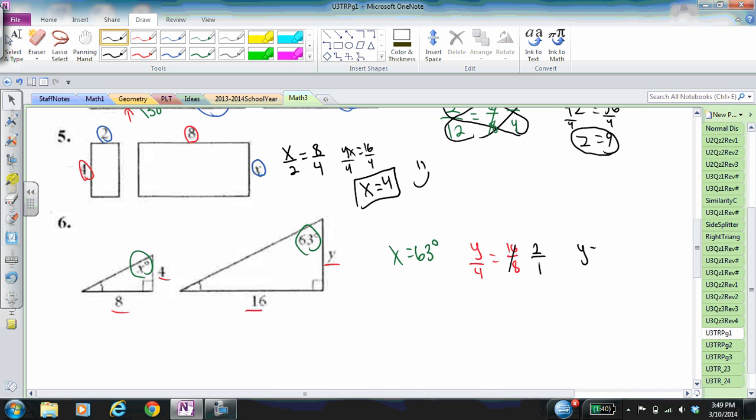1 times y is y. 4 times 2 is 8. So y equals 8. And x was 63 degrees. So that's how we get those.